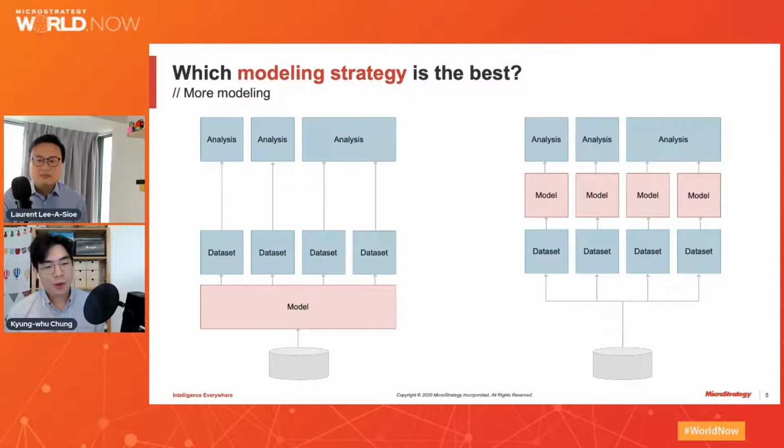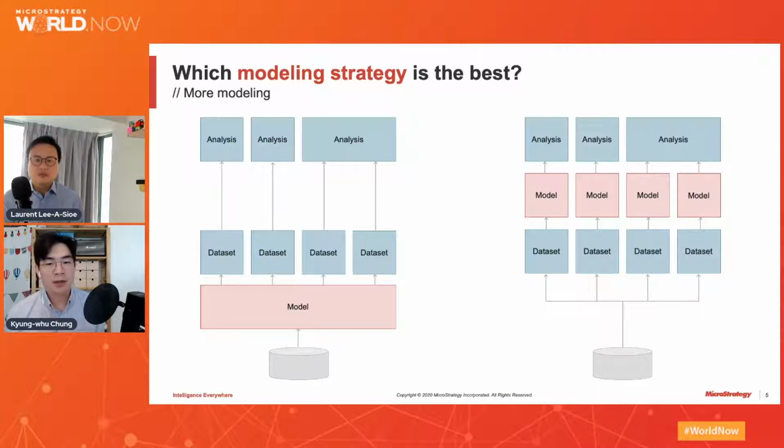But when it comes to a more scalable situation, when we think about hundreds and thousands of analytics content, maybe hundreds of data sets that we need to create, on the left-hand side we can actually keep the model as a single model and then create multiple data sets because we did the modeling first. But on the right-hand side, because the model is tied to the data set, we basically need to create a different model for each data set.